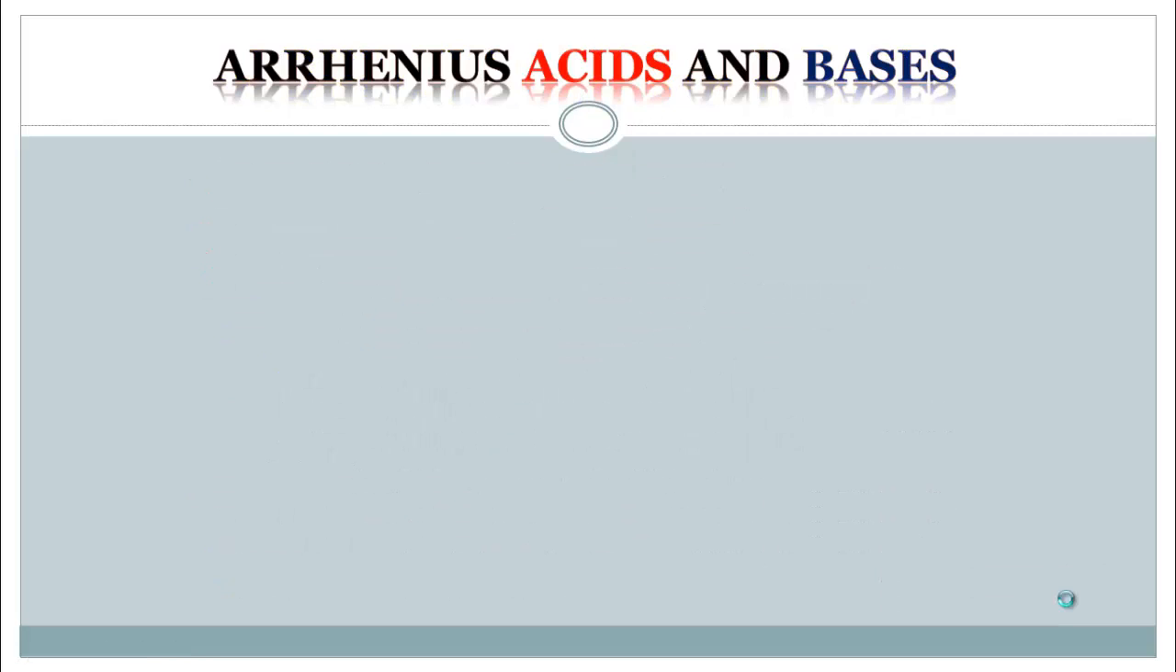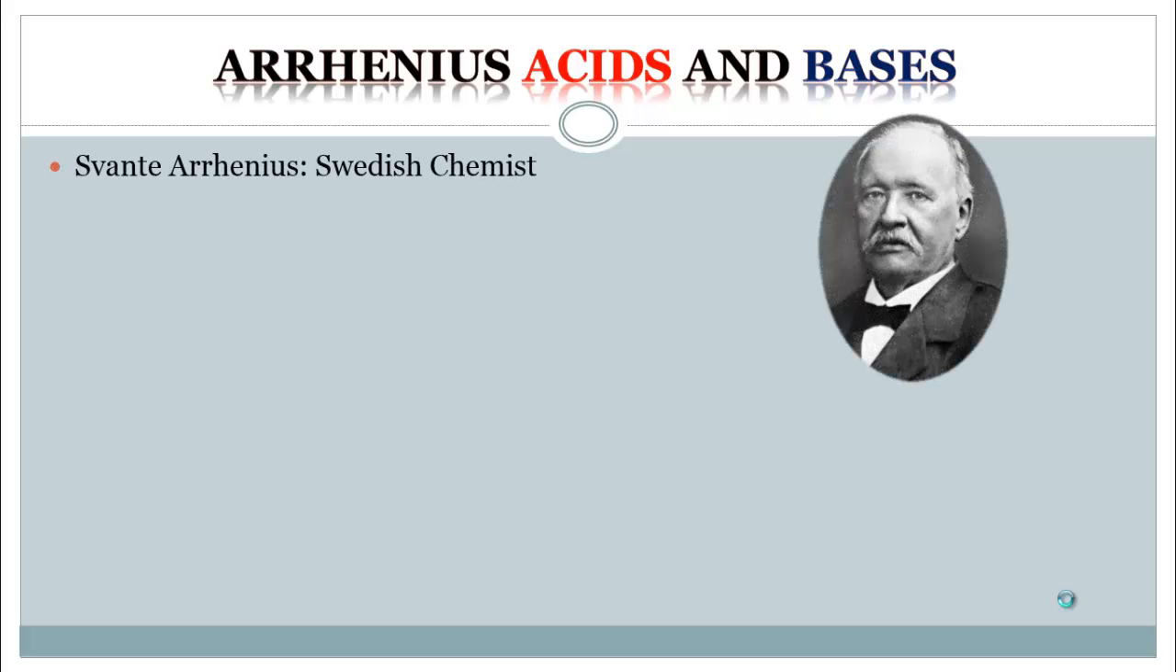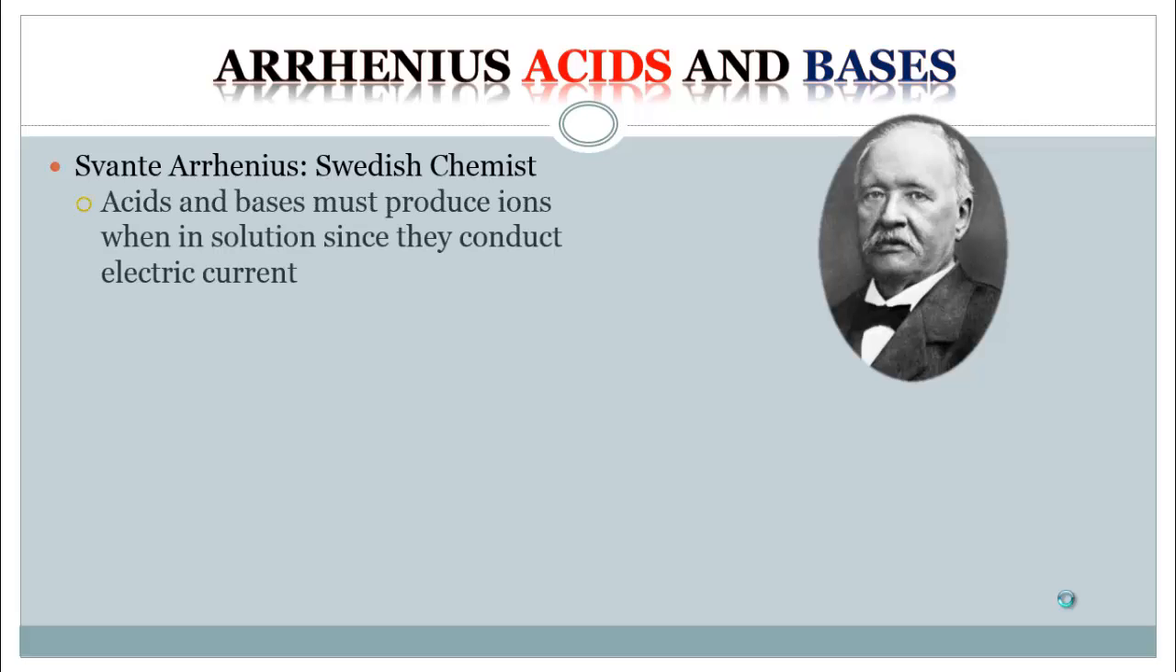So our first theory about what describes an acid and what describes a base. How do we determine from looking at a compound whether it's going to be an acid or a base? So our first theory is going to be the Arrhenius theory. This was brought about by Svante Arrhenius, a Swedish chemist. He says acids and bases must produce ions when in solution, since they can conduct an electric current. So again, they dissociate, they become these electrolytes.